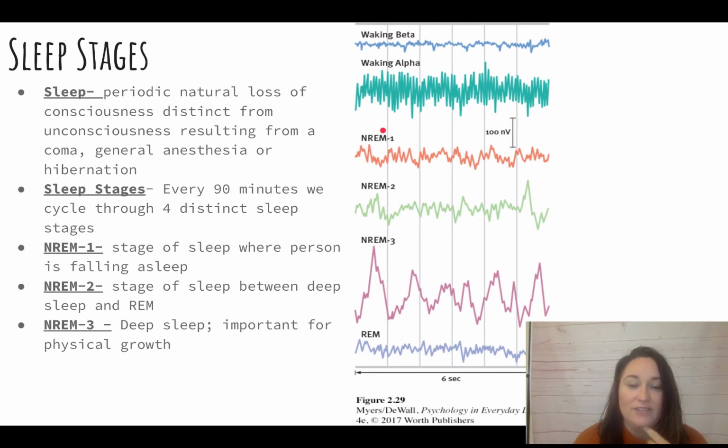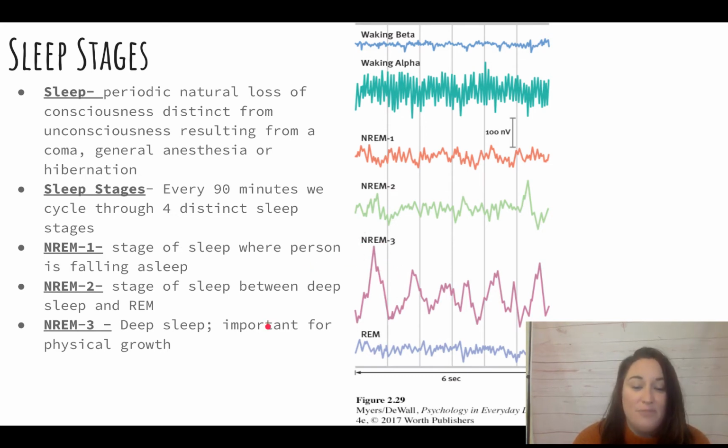This is falling asleep. Non-REM 2, you are a little bit further into sleep, but non-REM 3 is the deepest stage of sleep. And this is important for a lot of things we're going to talk about in a second. So this is considered deep sleep. You should know that non-REM 3 is deep sleep, and it's especially important for things like physical growth.